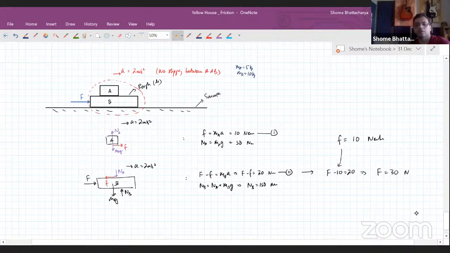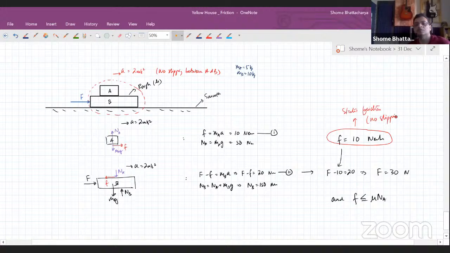Okay. And we can also see that this friction is less than equal to mu into normal reaction acting on A. Okay. So the important thing here is that this friction is a static friction. Why it is a static friction is because there is no slipping between the surfaces of A and B in contact. It's acting between two surfaces which are not slipping with respect to each other. So this is a static friction.